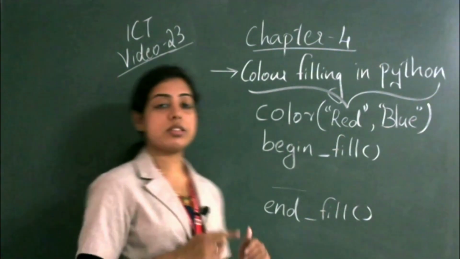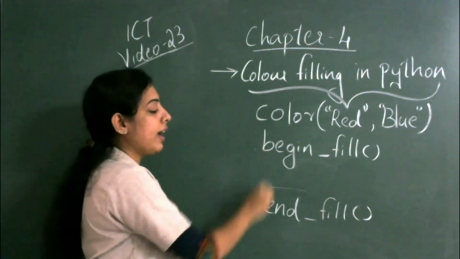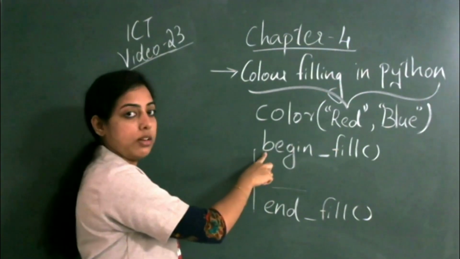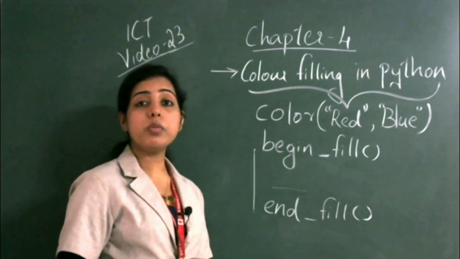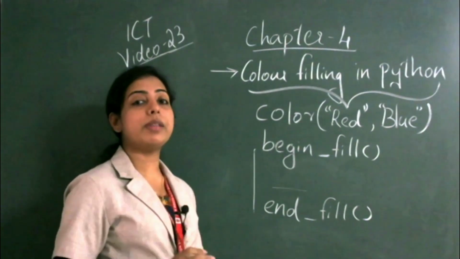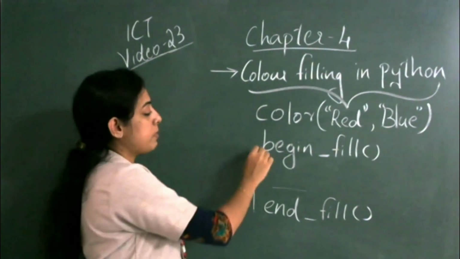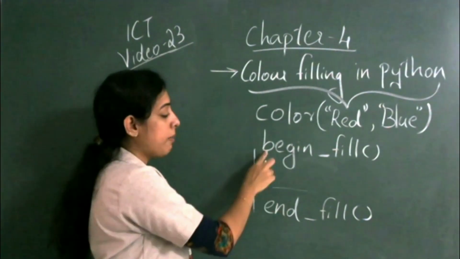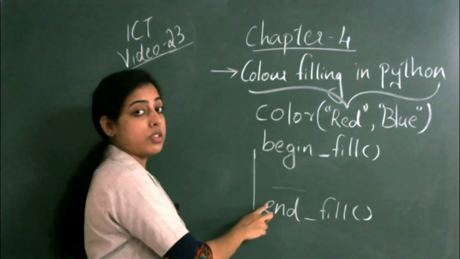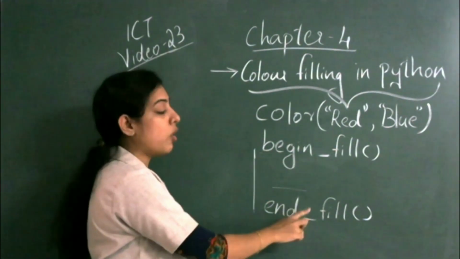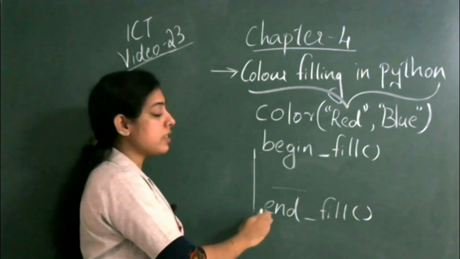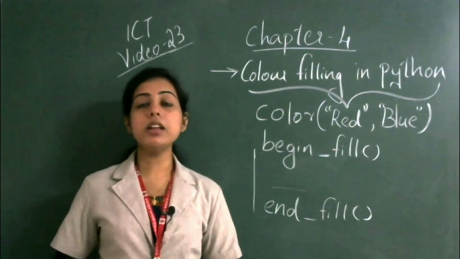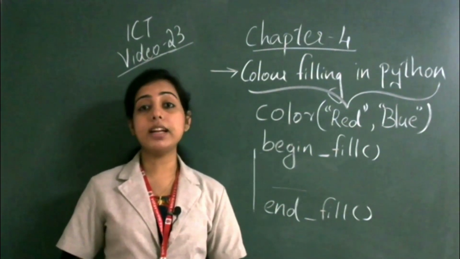And one thing to be noticed is that both begin fill and end fill must be in the same tag position. Otherwise the program may not work properly or the shape may not fill with that color properly. So both the begin fill option and the end fill option must be in the same tag position. If it is not at the same tag position, press the backspace key and make it the same position. So this is the next programming statement. So start doing it with that Python turtle window.